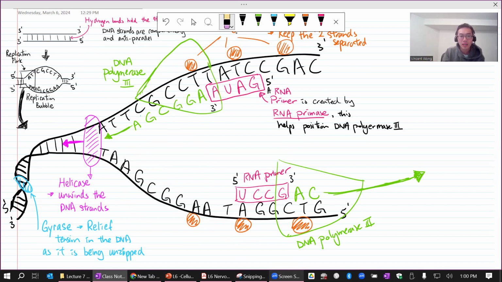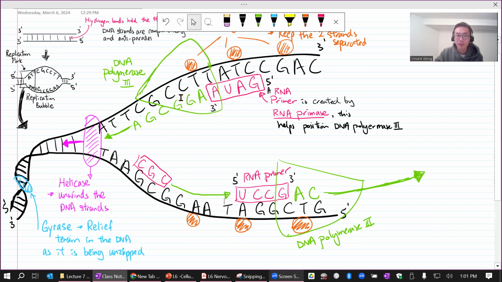Well, it turns out as you unzip more with the helicase, when you expose more DNA that needs to be copied, you're going to need to have another primer. So you're gonna put another primer here. And then the polymerase will be able to continue. And when you unzip more, you're gonna have to do more primer and more primer.